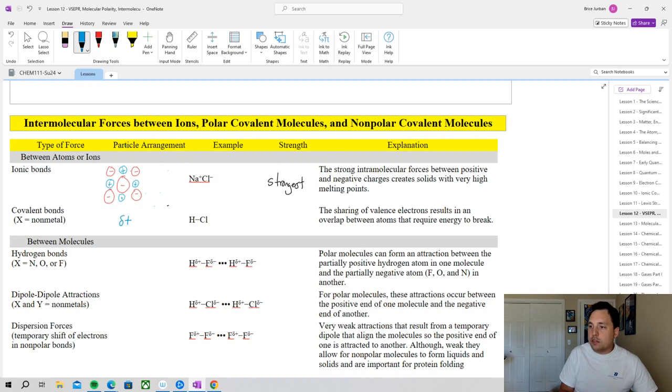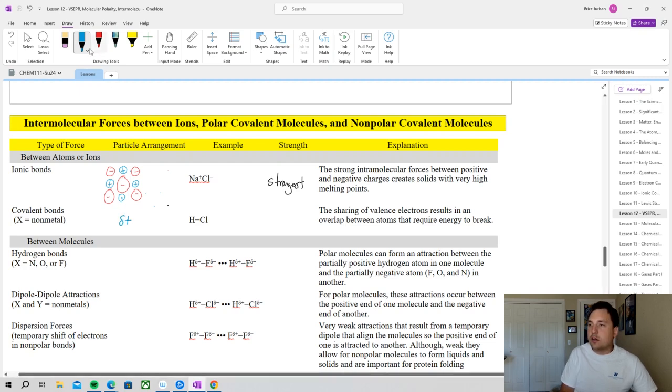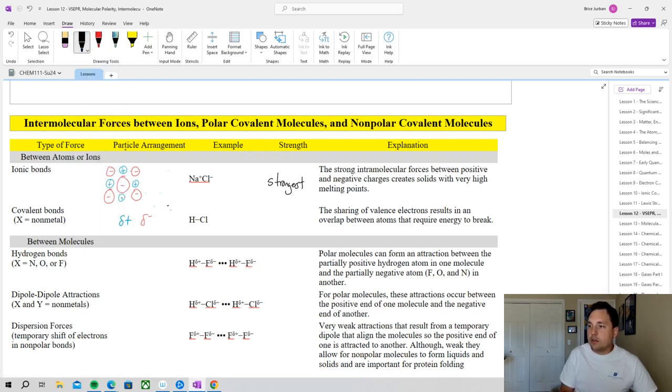So we won't get a full positive charge, maybe a partial positive charge and a partial negative charge. And as we saw in the molecular polarity simulator, we get a molecule where there's some distribution of charge, but it's shared between the two atoms.